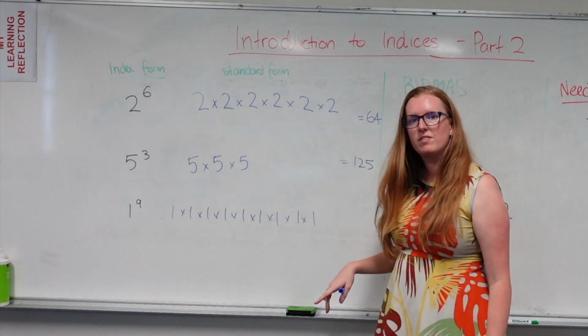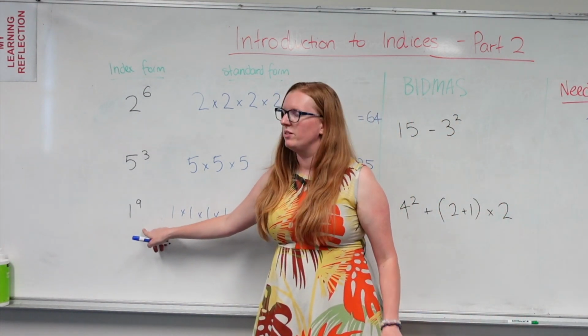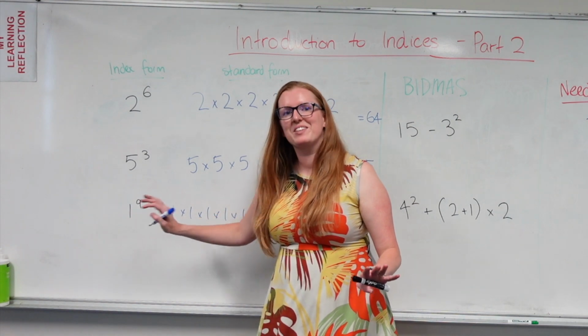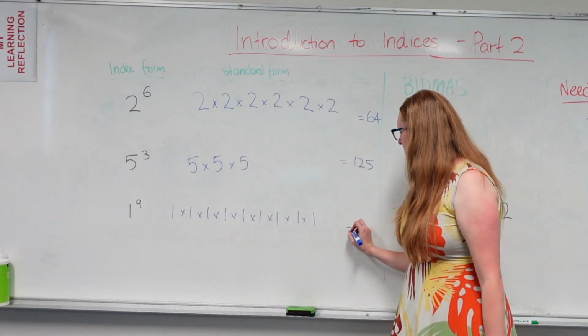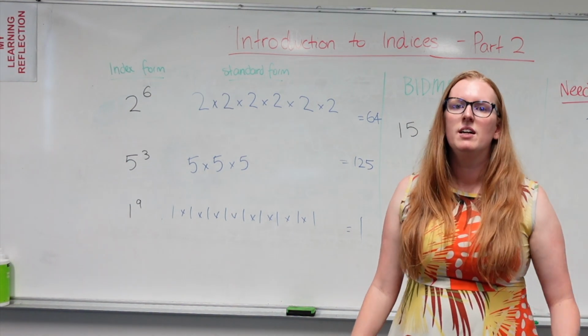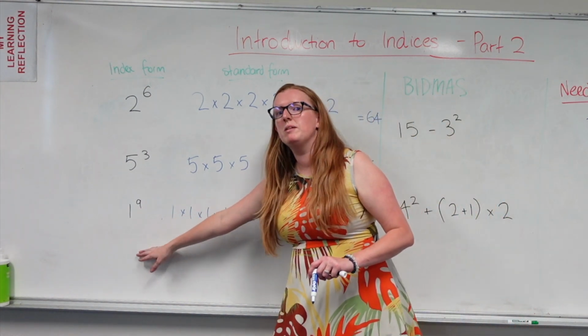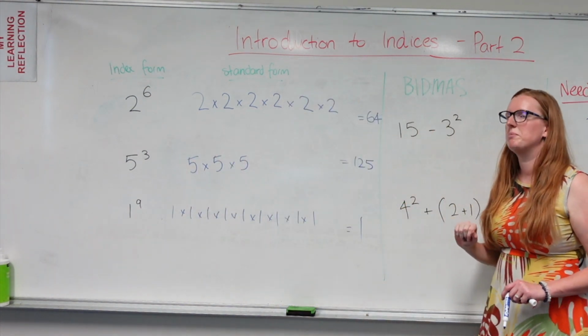All right, awesome. And then I've got all these 1s. But it's not 1 times 9, is it? No, it's not. It's 1 times 1 times 1 times 1 times 1, and it does not equal 9, it equals 1. Because no matter how many times you times 1 by itself, it is still 1. Awesome, and there we go. We have done our index form to standard form, and then we solve them.